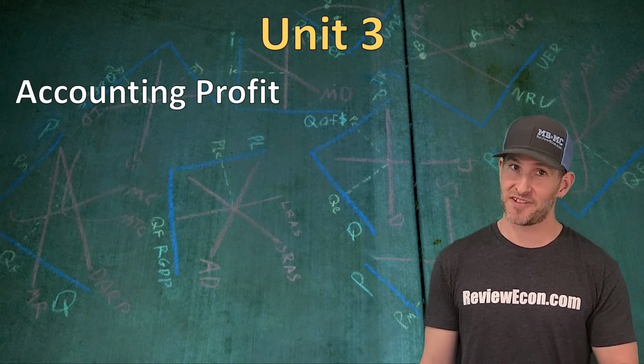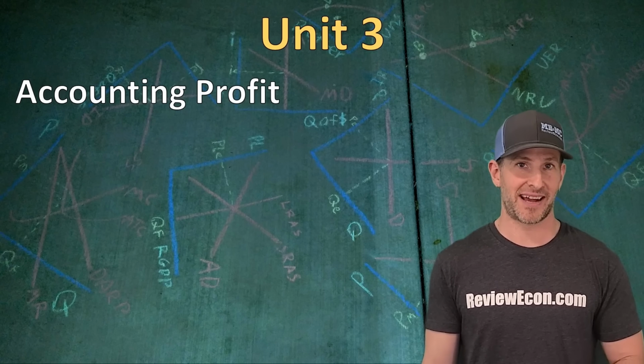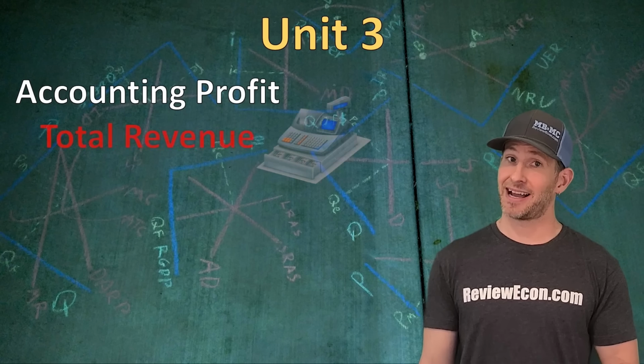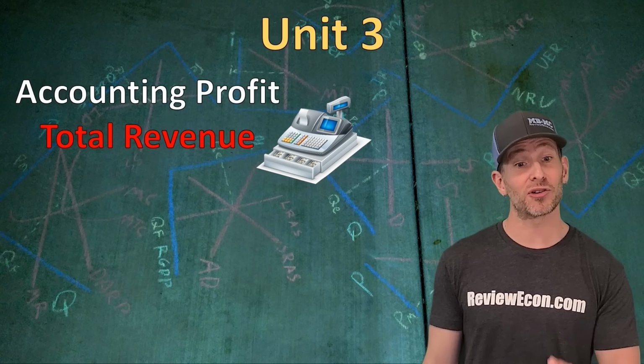There are 2 types of profit you need to know on the AP Microeconomics exam. The first one is accounting profit. Accounting profit is the total revenue minus the explicit costs of production. If a firm has $50,000 worth of total revenue and $30,000 worth of explicit costs, what is their accounting profit? That's right, their accounting profit is $20,000.